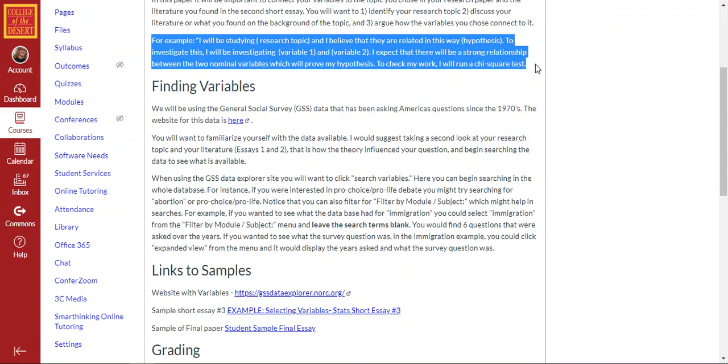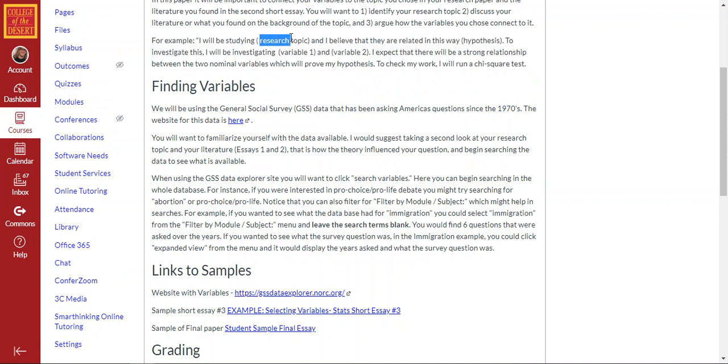For example, I will be studying research topic, homelessness, or whatever topic you're interested in. I believe they're related in this way. For instance, I think that the higher the level of poverty, the more likely you are to be homeless. To investigate this, I will be investigating variable 1, let's say class, like the ones we identified, and variable 2, sex, male or female. I expect there will be a strong relationship between the 2 variables, which will prove my hypothesis. To check my work, I will run a chi-square test. That could be something of what it'll look like.